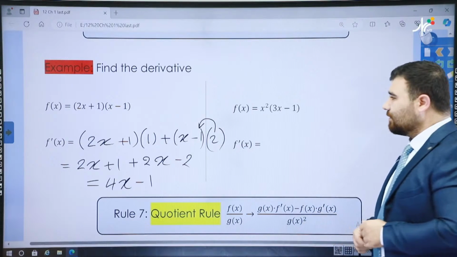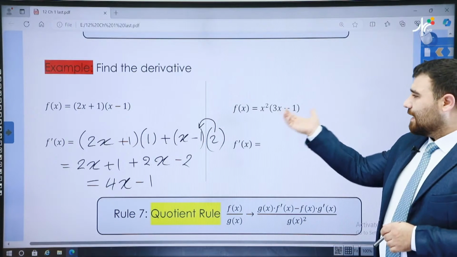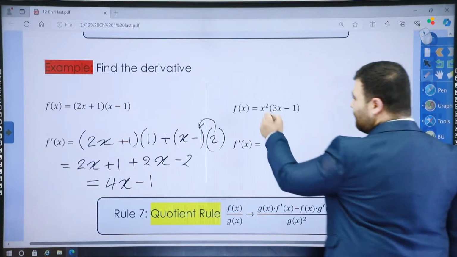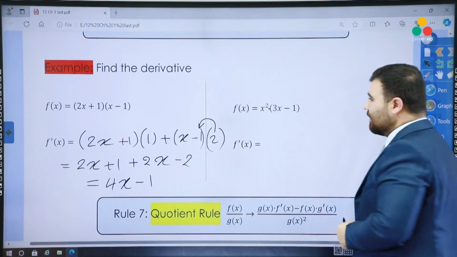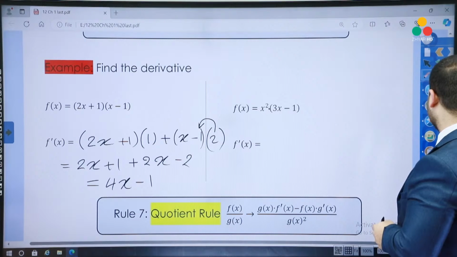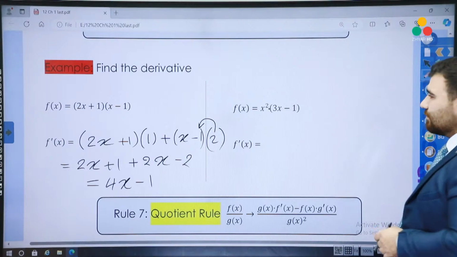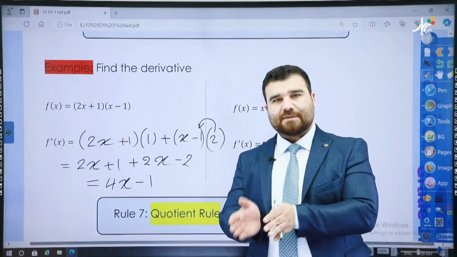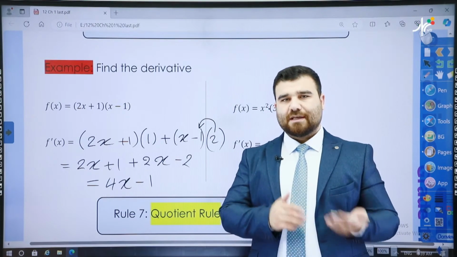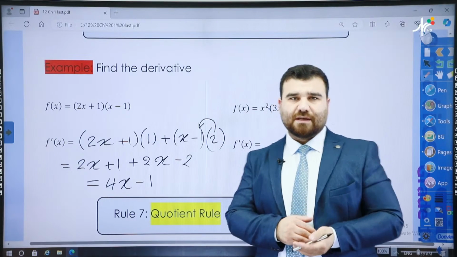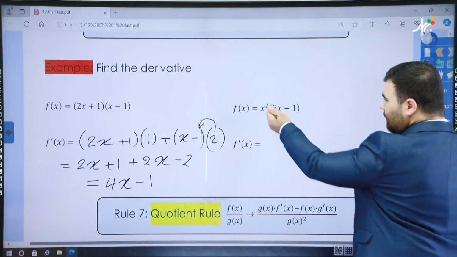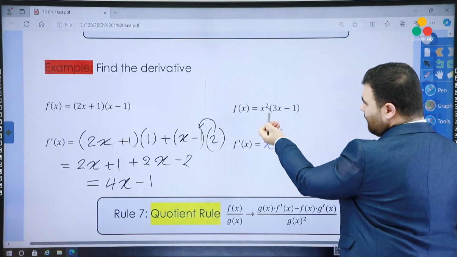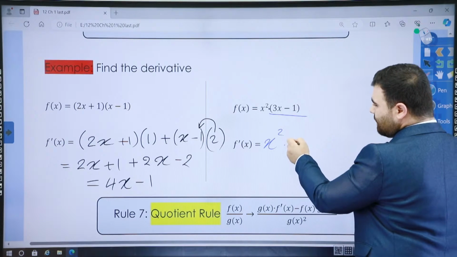We have another example. X squared and a bracket, 3x minus 1. Since there is nothing between them, it means multiplication. When we have multiplication, we cannot directly do it. We need to use the product rule. Product rule says first times derivative of second plus second times derivative of first. Now let's do it. First times derivative of second. Derivative of 3x minus 1 is just 3.